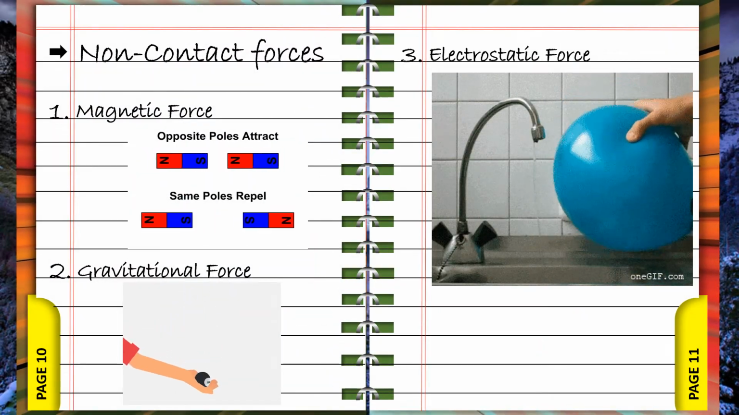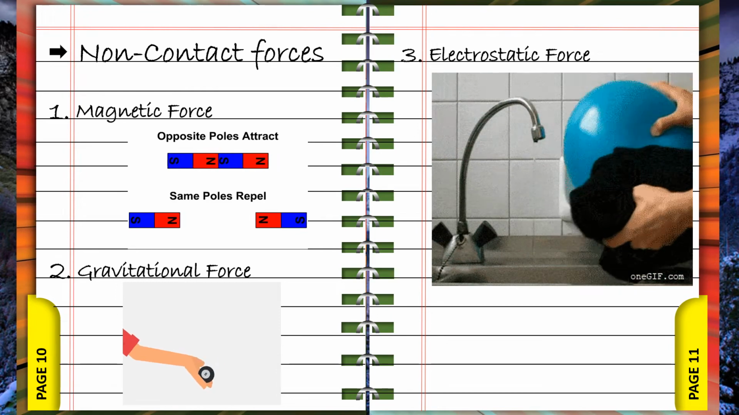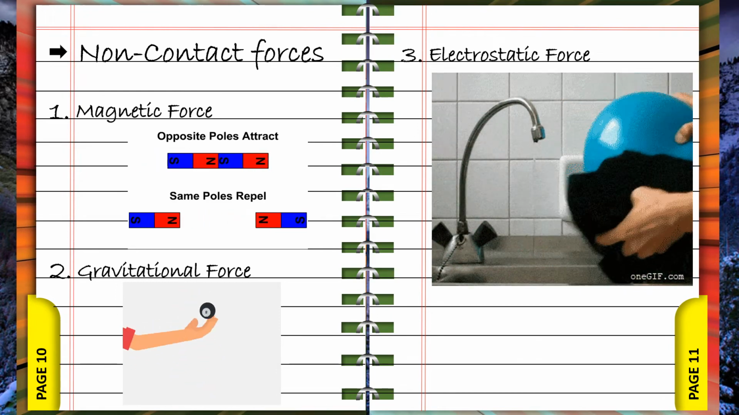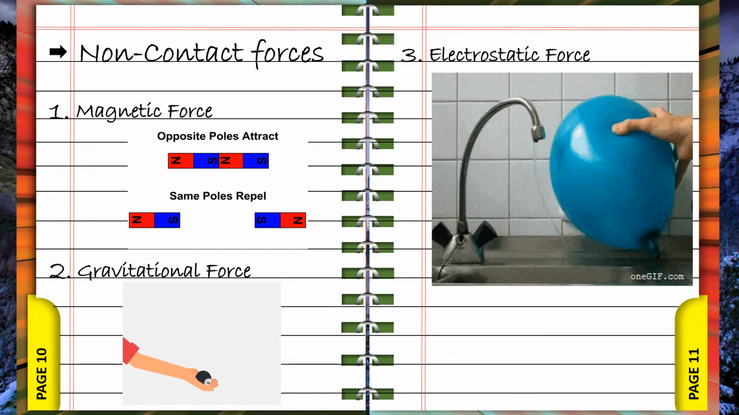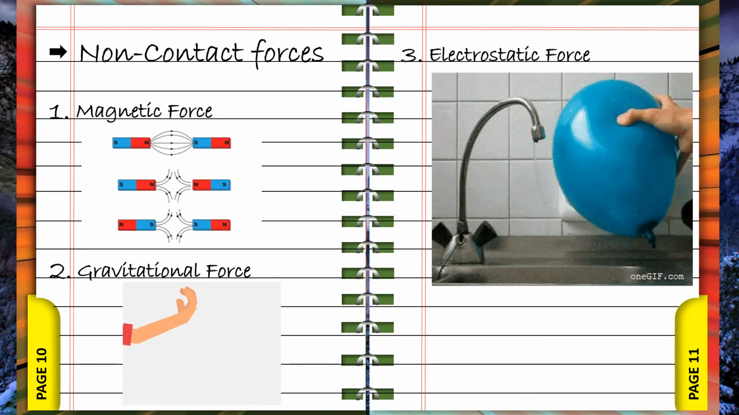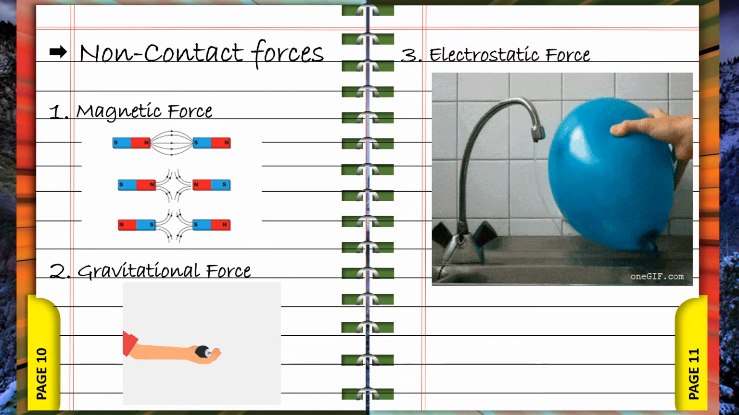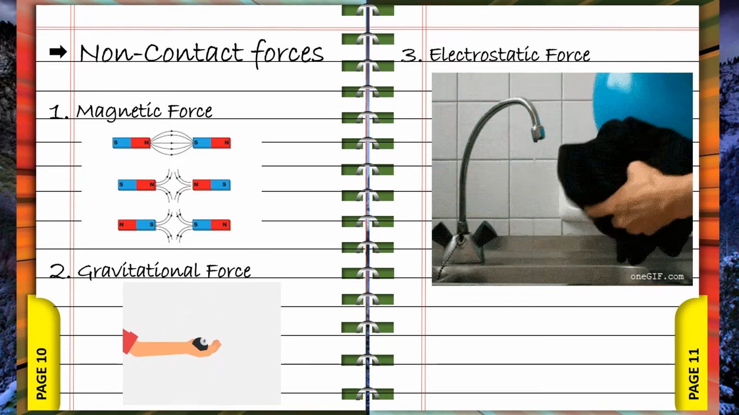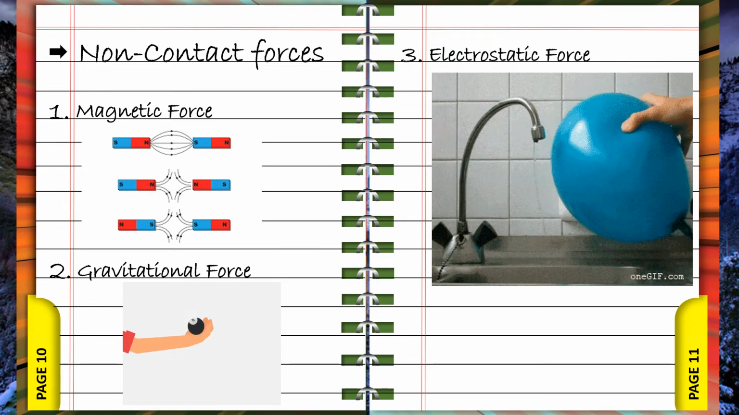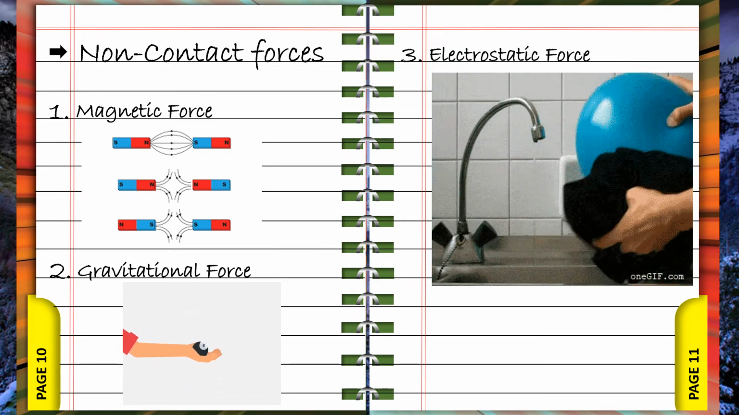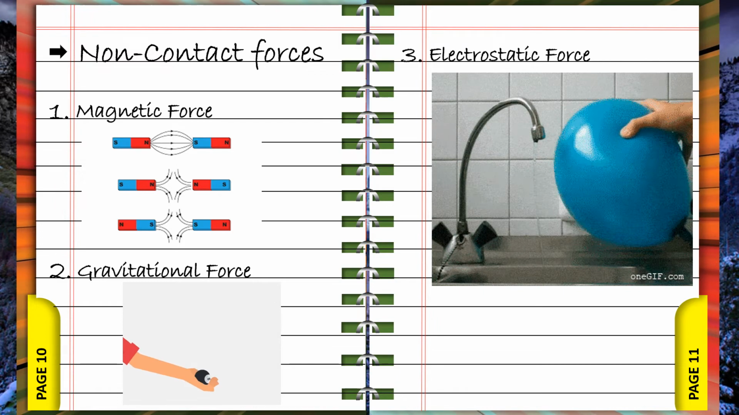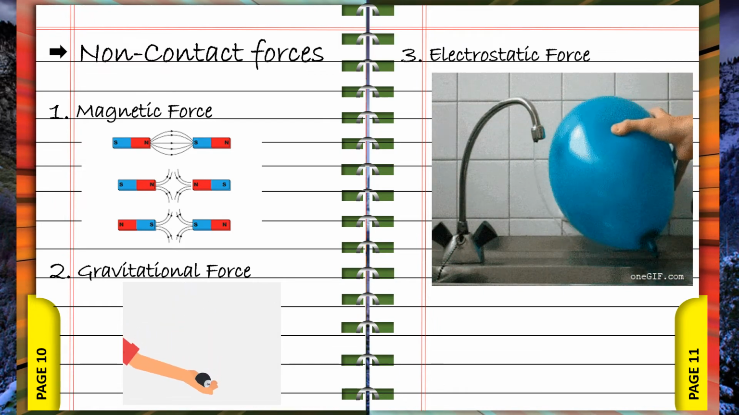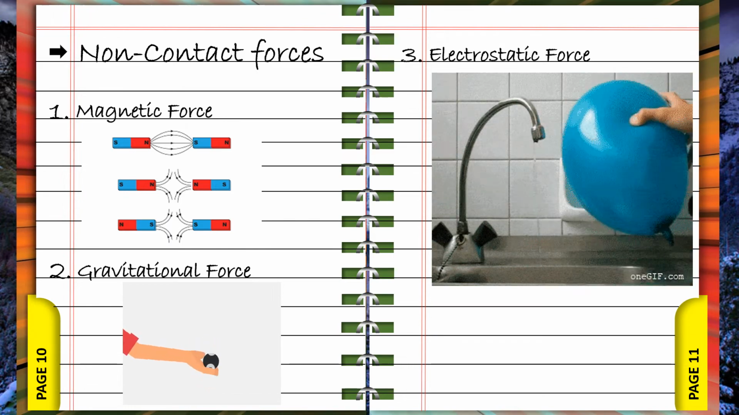Non-contact forces. The first one is magnetic force. Here, the same poles repel and the opposite poles attract. This is due to the magnetic fields of the magnets. The north and south connect to each other, while the north and north cut across each other's magnetic field, so that is not allowing them to come in contact with each other.